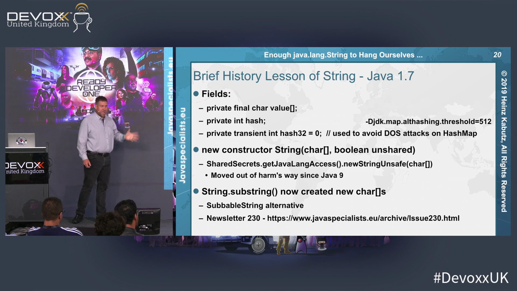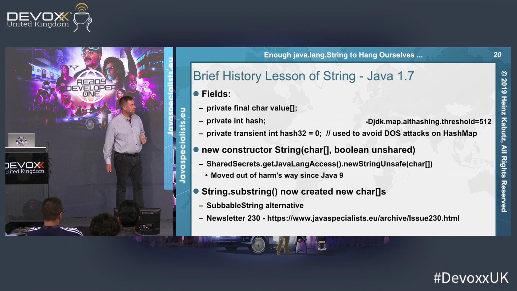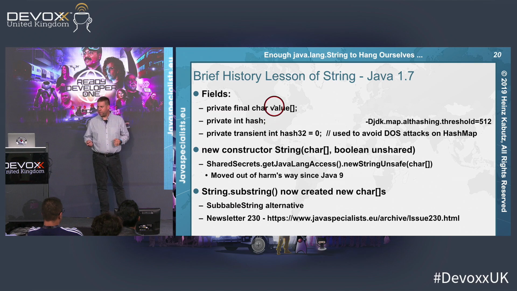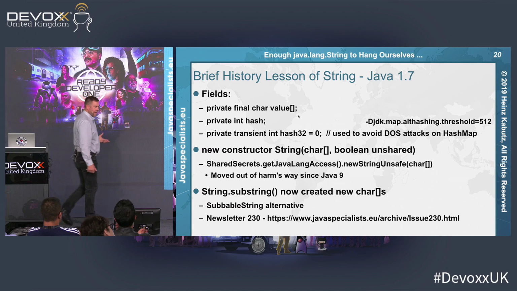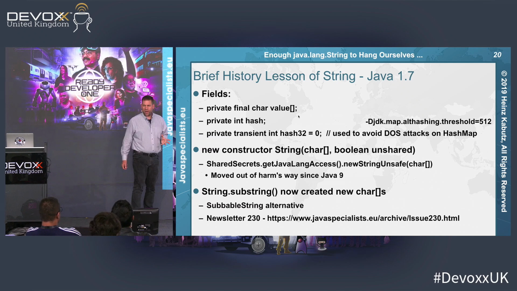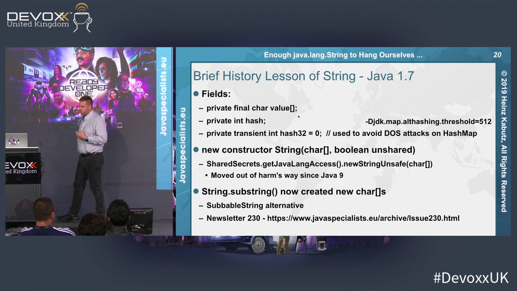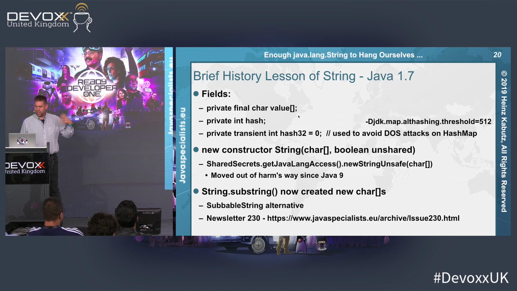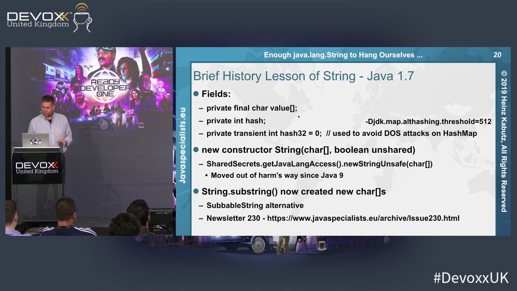in Java 7, they changed it so that every time you make a substring, it made a new string with its own char array. See, there's no more offset and length. So if you want to have a substring which shares the underlying char array, you have to write it yourself. Fortunately, we now have a common interface called CharSequence, which you can use. So you can get around it. You can make your unsafe strings with CharSequence using that. And I've got a newsletter 230 you can have a look at for that.